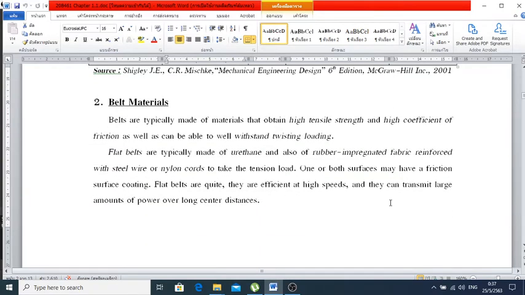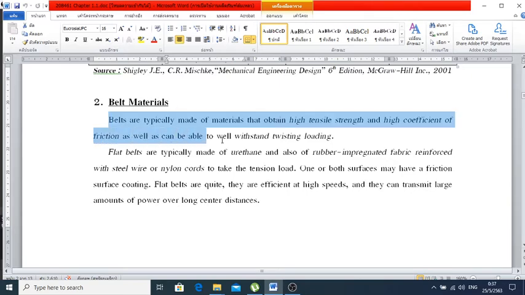And then for the belt materials, what I would like to let you know is that belts are typically made of material with high tensile strength and a high coefficient of friction, so that they can withstand the twisting load. This is one of the good things we consider about the material to be applied for the belt.